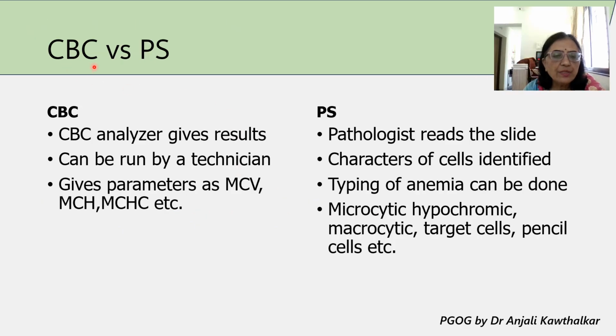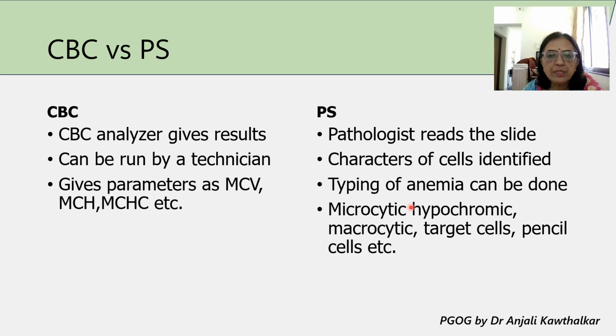Now, what is the difference between CBC and peripheral smear? CBC is done with the help of CBC analyzer, which gives results. It can be run by even a technician. It gives parameters such as MCV, MCH, MCHC, etc. Peripheral smear, pathologist reads the slide. Characters of cells are identified. Typing of anemia can be done by peripheral smear but not by CBC usually.